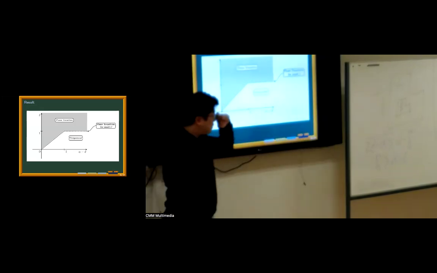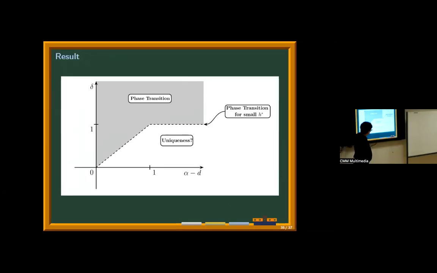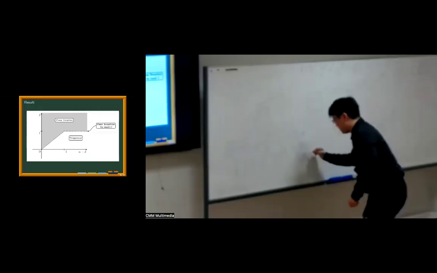Before the statement, I'm showing here the picture of our statement. We can prove that when delta is larger than alpha minus d, we have a phase transition in the gray region. On the curve, we can show a phase transition when the constant in front of h is small enough. Just remember, sorry that my part was a little bit messy, but h is h star divided by something, so we have a constant in front of the parameter. If this h star is very small, we can show a phase transition. In this region here, we don't know. We expect that it's unique, there's no phase transition, but it's still open, we don't know how to prove it.